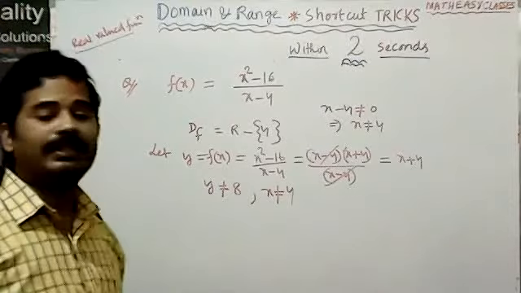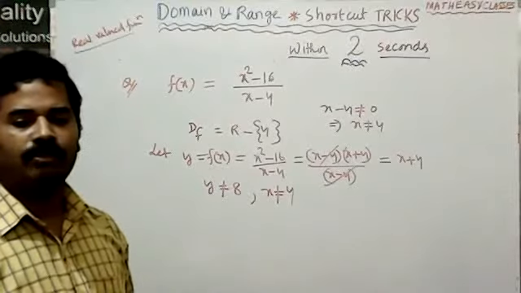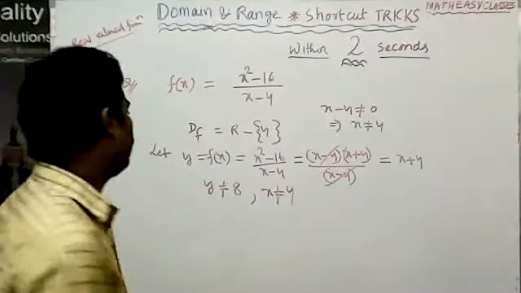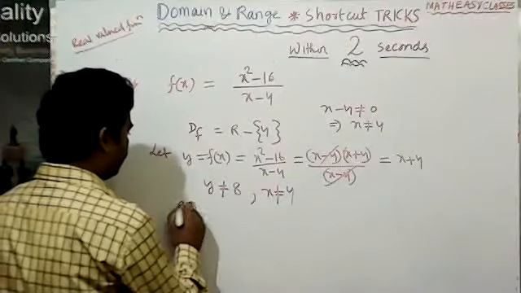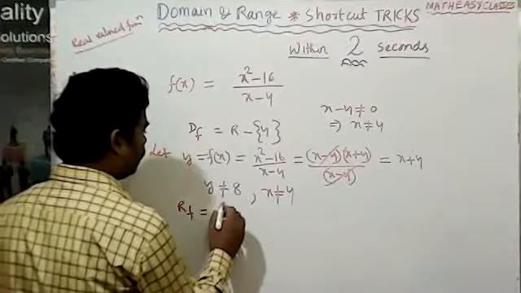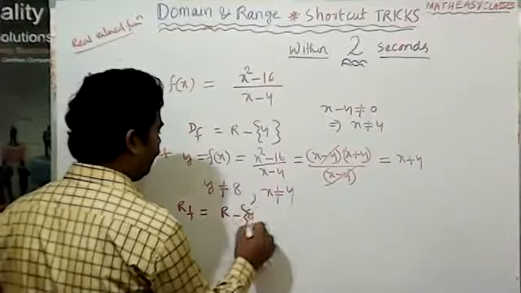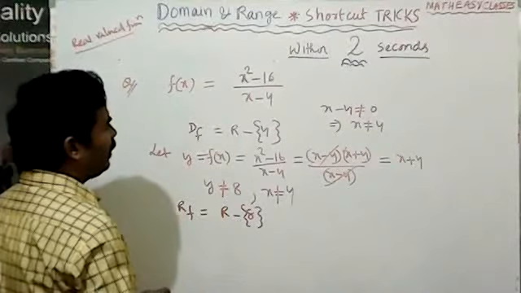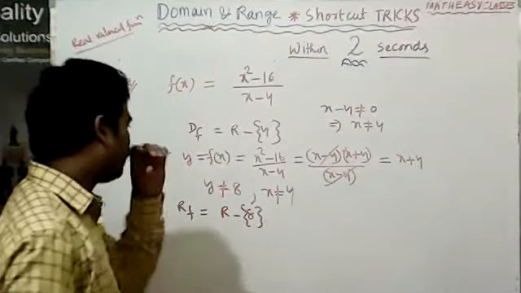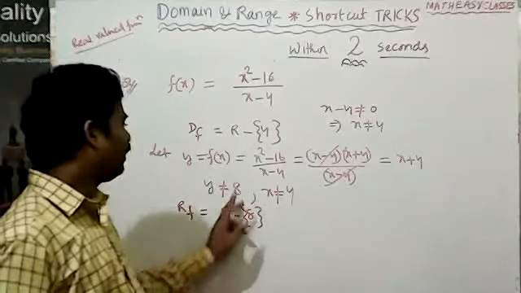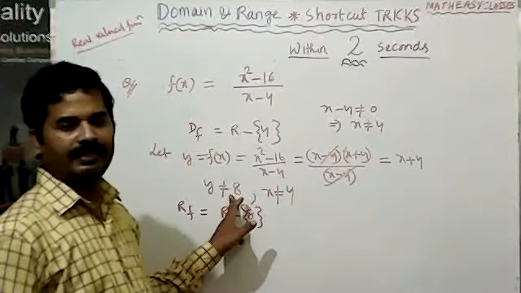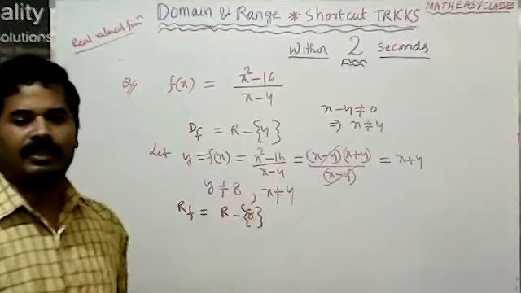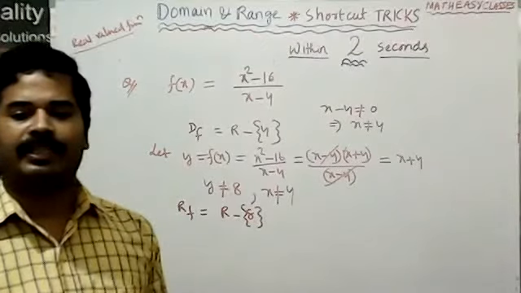So that's why what is the domain, sorry, the range, for y? Now what is the range? The range comes equal to real minus {8}. Real minus {8}. The range is real minus {8}, because y cannot be 8. This is the technique to do.